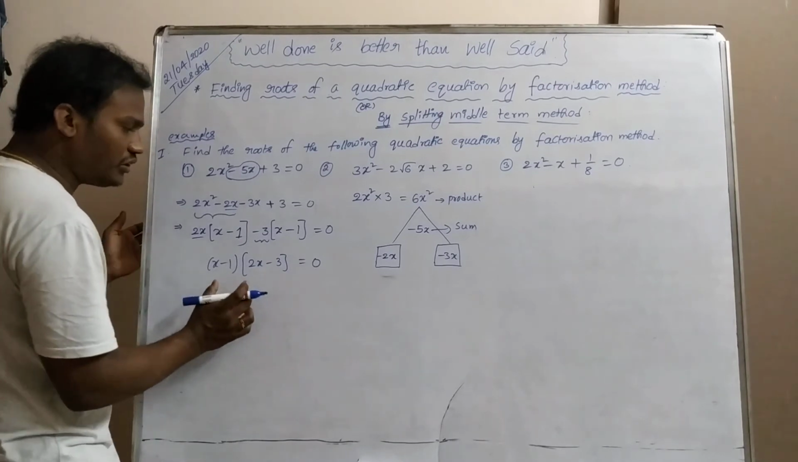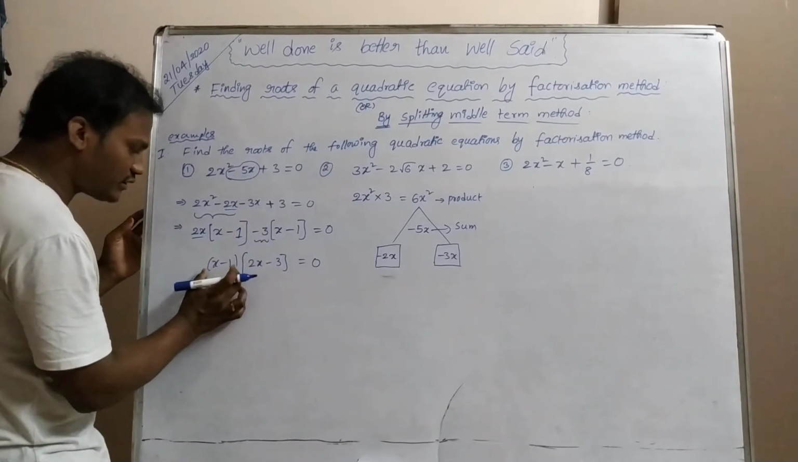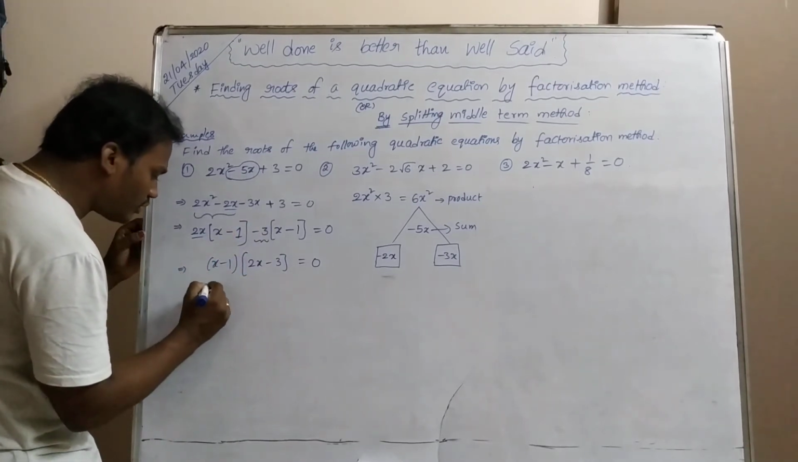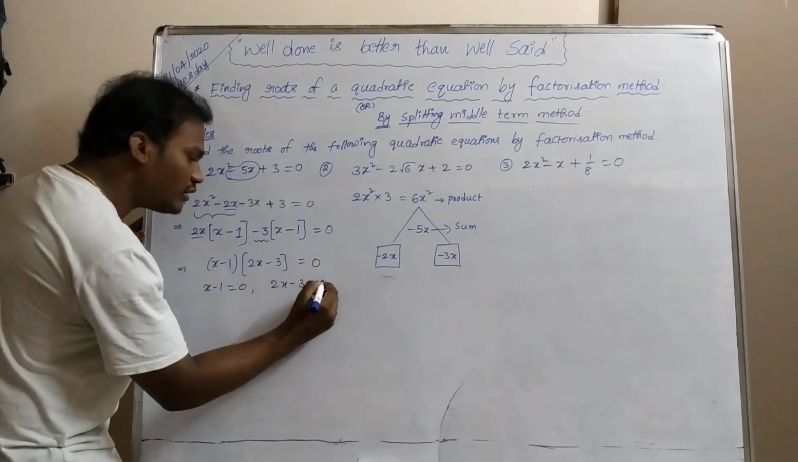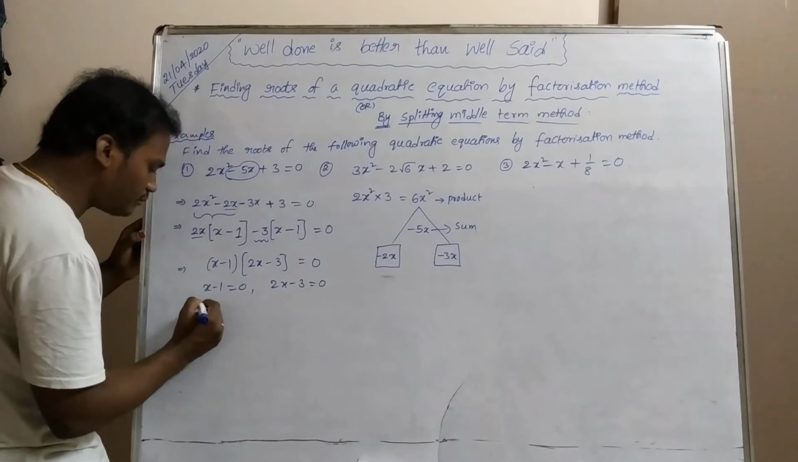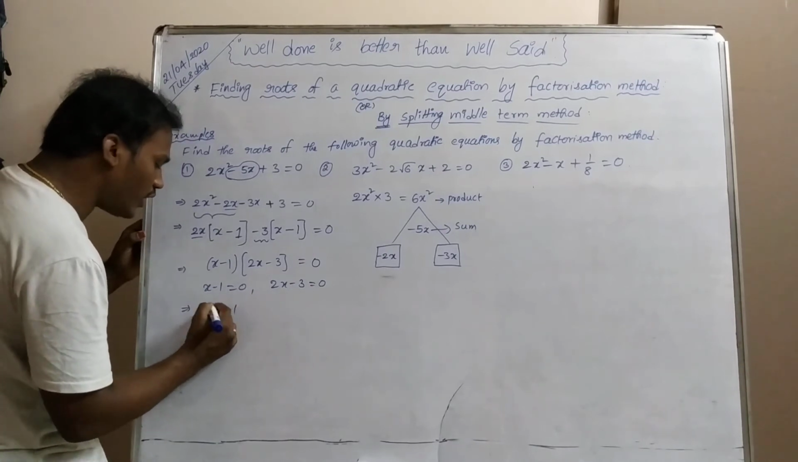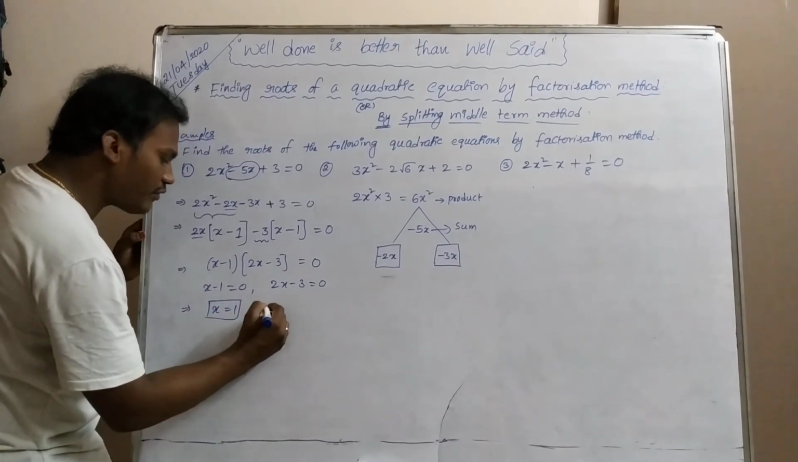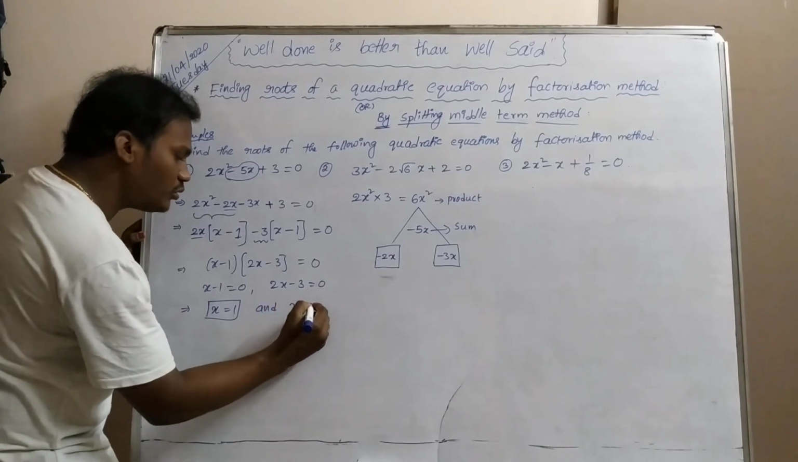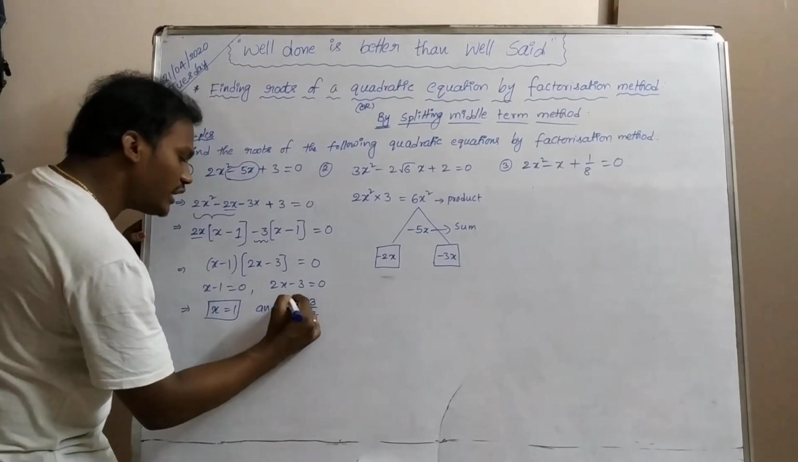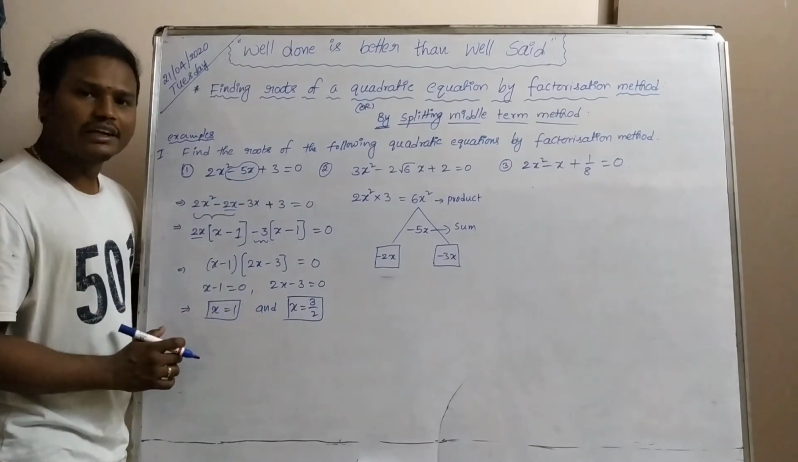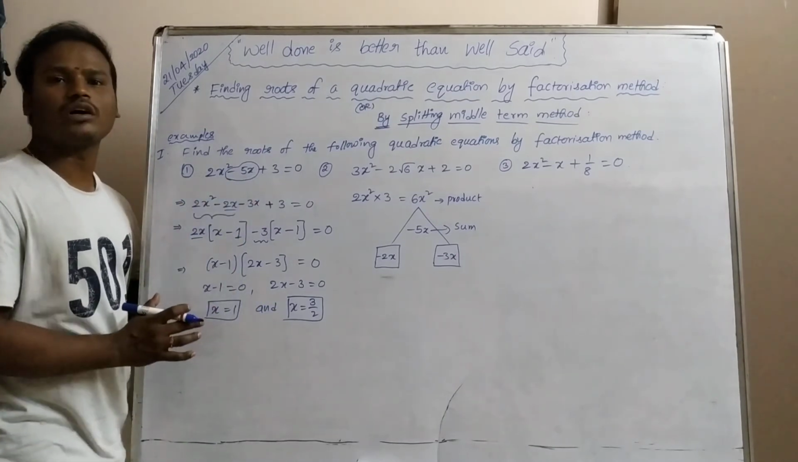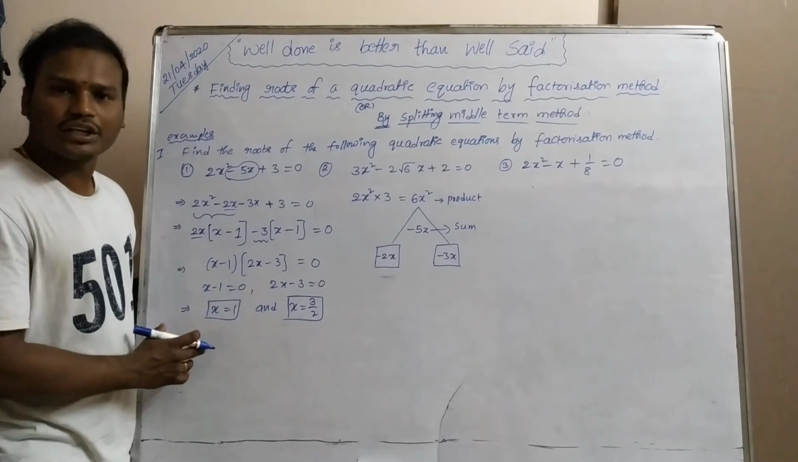Now if we want to find the roots of this quadratic equation, we should equate x minus 1 is equal to 0 and 2x minus 3 is also equal to 0. Now let's simplify. x is equal to 1, and what do we get from here? x is equal to 3 by 2. Therefore these two are the roots of this quadratic equation. So this is how we have to solve the sum using the factorization method.